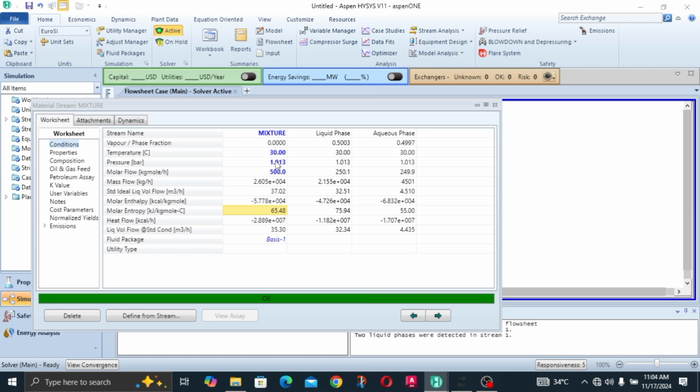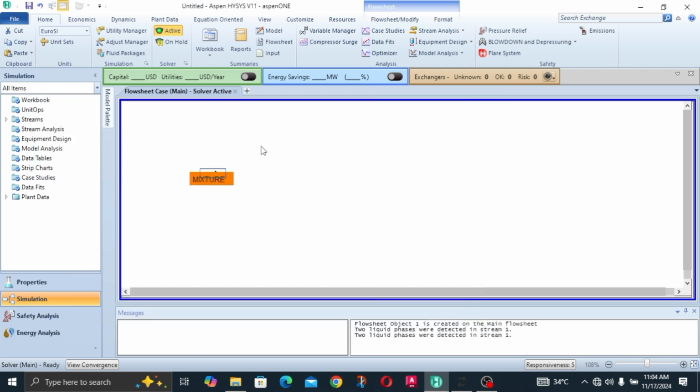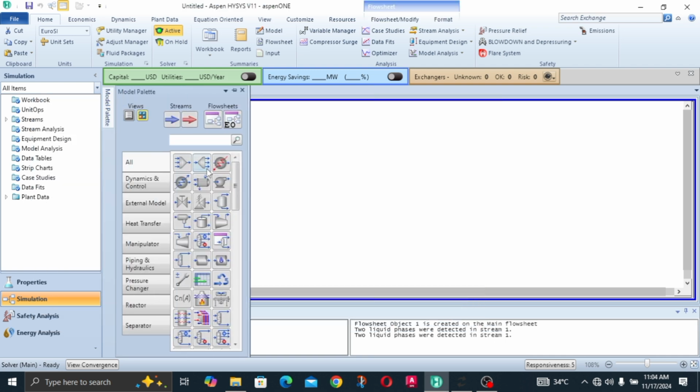All right, so I need you to take note of these first 4 parameters, they're very important. The vapor fraction, which is 0, signifying 100% liquid. Temperature 30 Celsius. Pressure 1 bar, 1 atm. Molar flow 500 kilogram mole per hour. Take note of these 4 parameters. With this, we have successfully created a stream, and we will drop a separator.